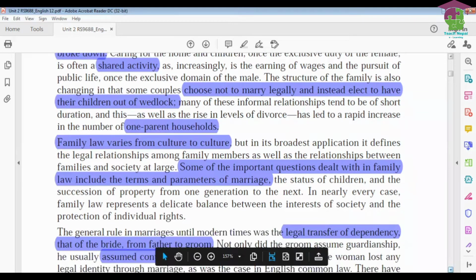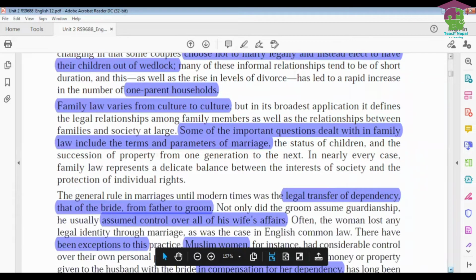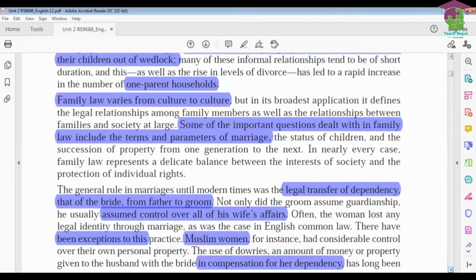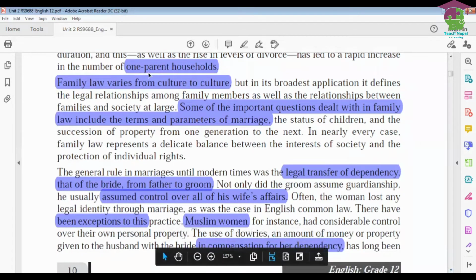Once they adopt, there will be, of course, a one parent household, or there will be a single parent, no?